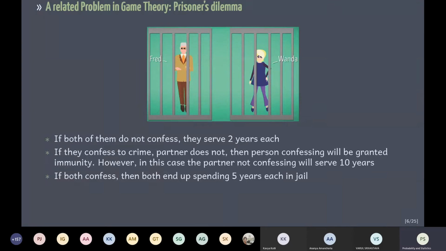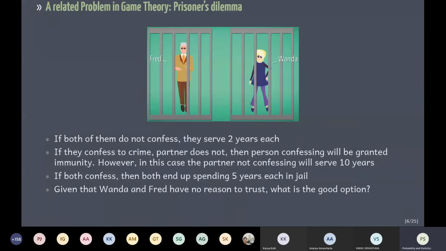If both confess, then both end up spending 5 years in jail. So these are the conditions: if both do not confess, they serve 2 years; if one confesses and the other not, then 10 years; if both confess, then 5 years each. Assuming that Wanda and Fred have no communication between them, they may not trust each other at all. So what are the good options for them to minimize the term in jail?